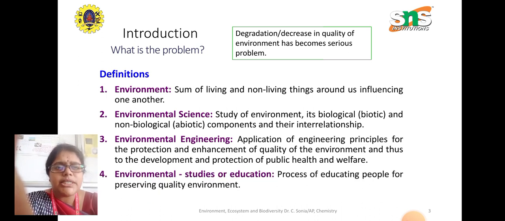Environmental studies or education is the process of educating people for preserving a quality environment. So that's the reason it has become a syllabus for engineering students.